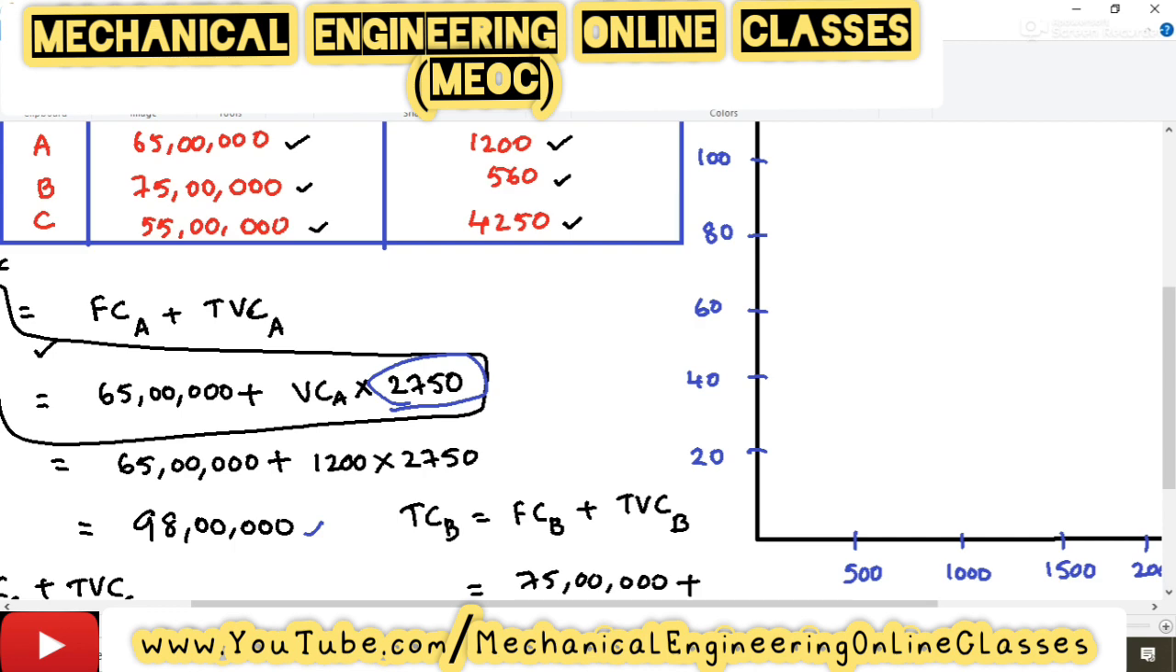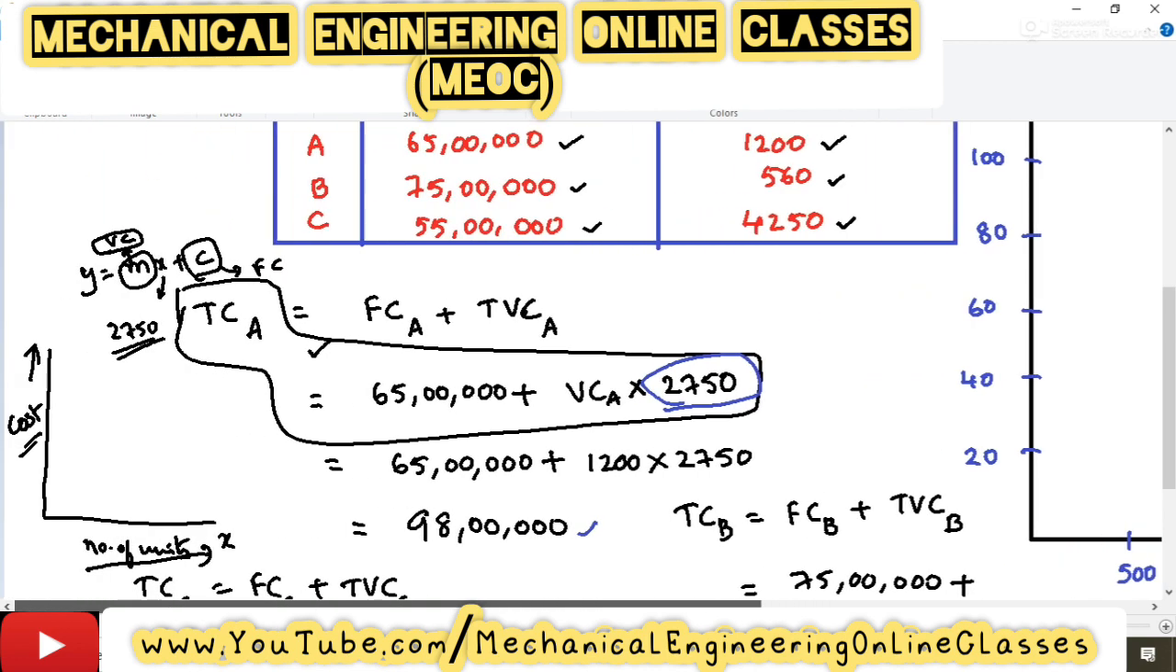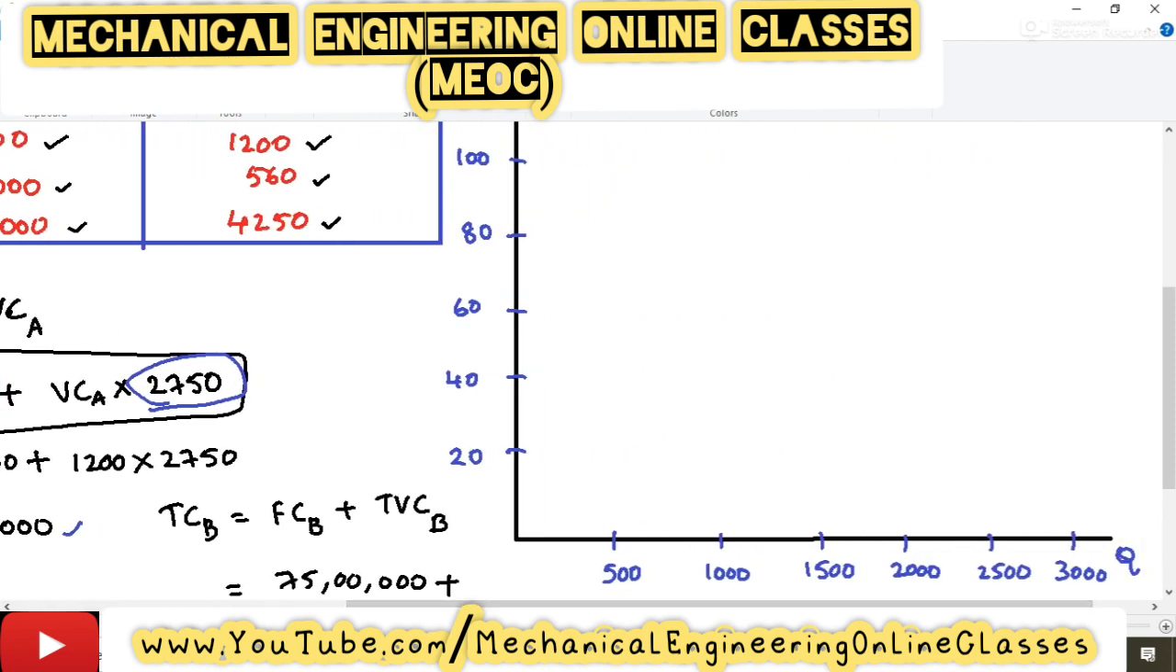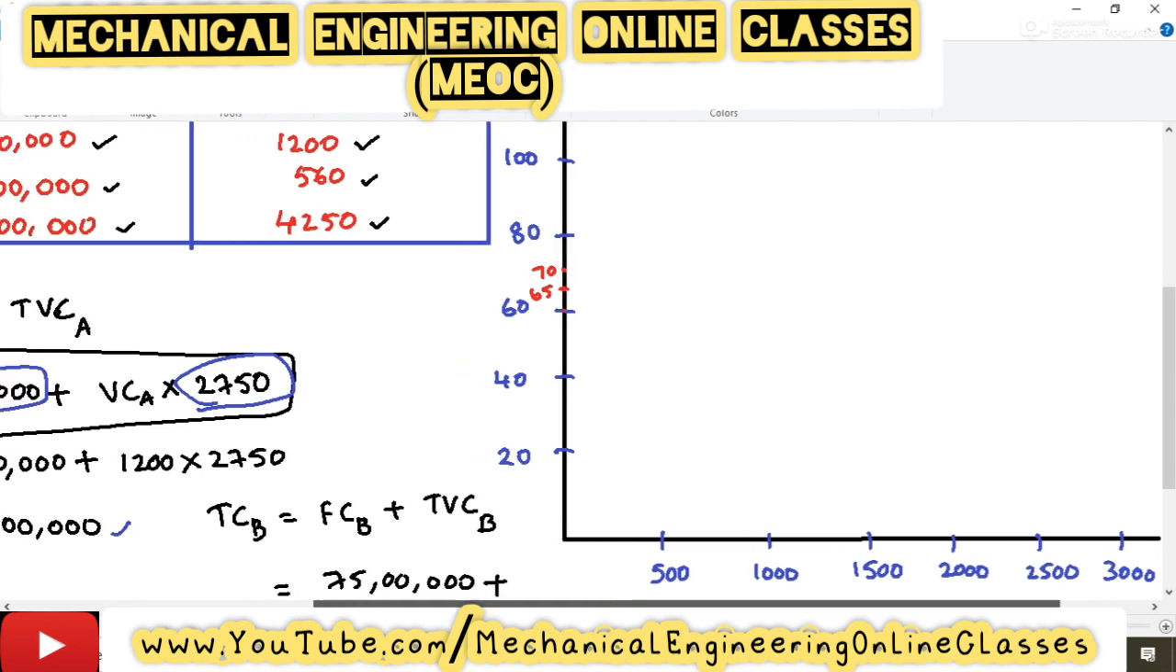Now what is the y-intercept for the first equation, that is, the equation of site A? The y-intercept is 65 lakhs. So I will mark 65 first on the y-axis. There is 60 here, so the midpoint will be 70. So the midpoint of these 2 points will be 65. Somewhere here is our 65, and this is the y-intercept.